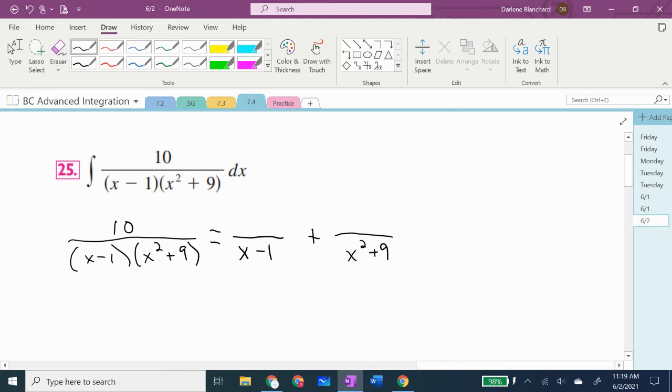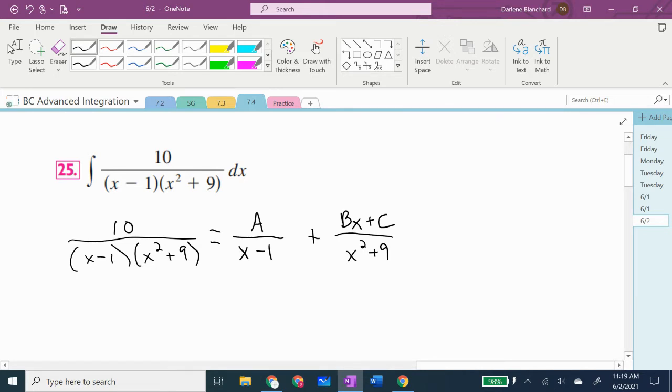For linear denominators, they only need a lesser degree polynomial, so I will put constant A. For a second degree polynomial that I am not able to factor into the real number system, I'm stuck with lesser degree as a linear, some unknown B times x plus unknown C. I need to find A, B, and C, and then begin the integration process.